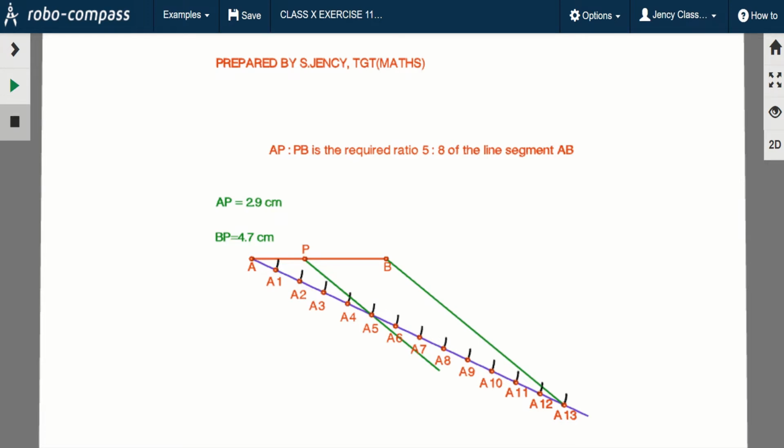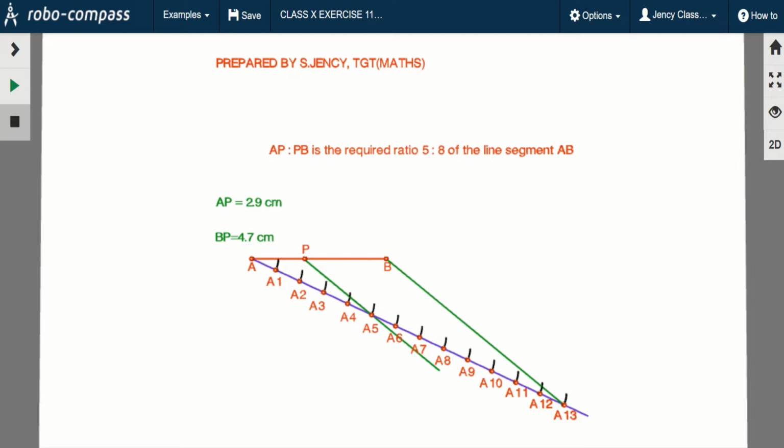Listen, this is our first question of exercise 11.1. So what is the first question? Draw a line segment of length 7.6 centimeter and divide it in the ratio of 5:8. Measure the 2 points. Listen carefully.